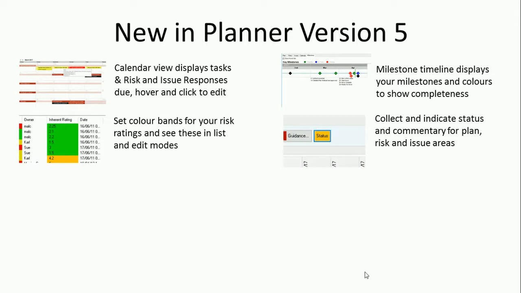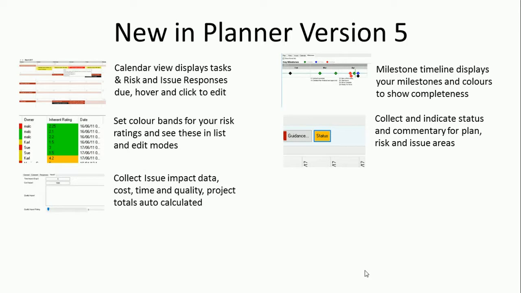We're now also collecting status and commentary information at the task or plan, risk and issue levels. This is allowing you to collect some sort of overview summary of those various areas. They're going to be feeding through to the main PAB application for reporting purposes, but for Planner, if you're just a standalone Planner user, it's also a useful collection and storage.